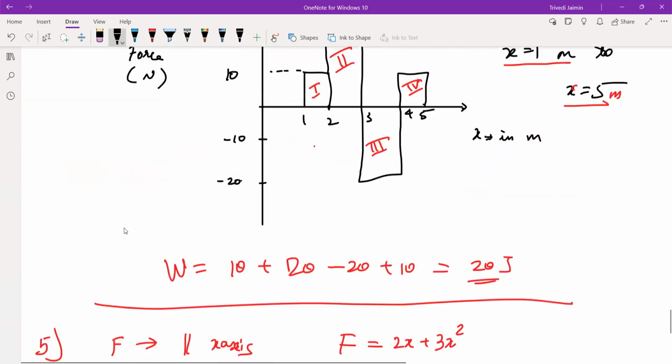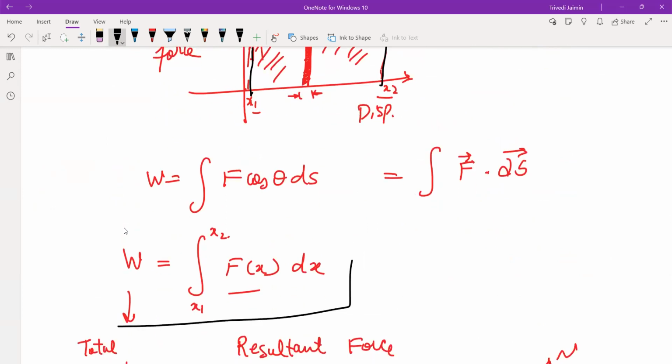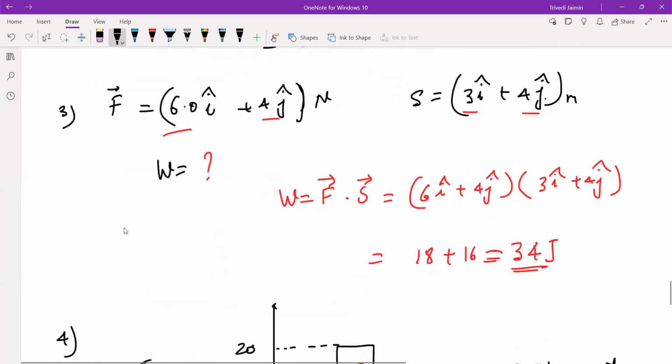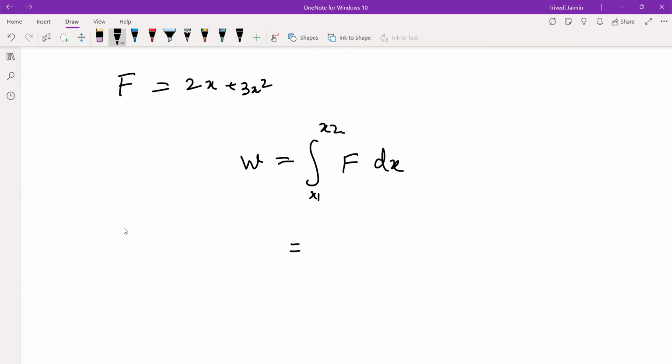So remember the formula, integration. Work done equals integration of F dx, with 2 up and 1 down as the limits, x1 to x2. Okay, integrate this and tell me the answer. They didn't give centimeter or meter, so keep it in units. We don't know whatever units are there.